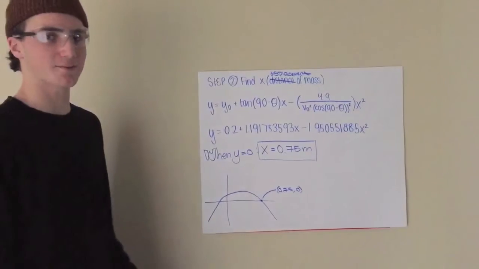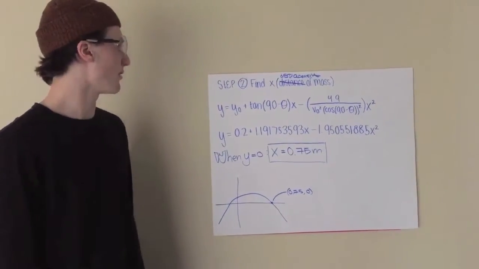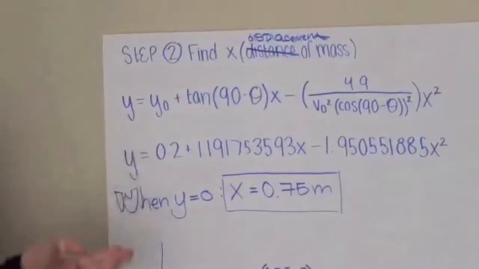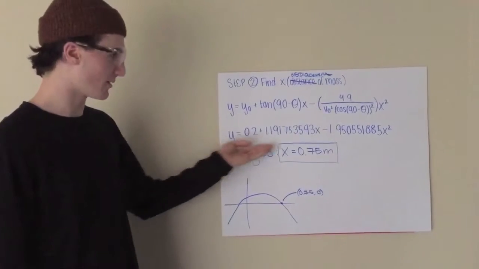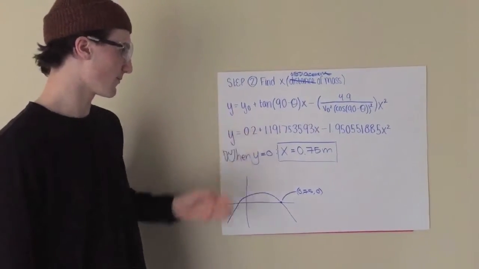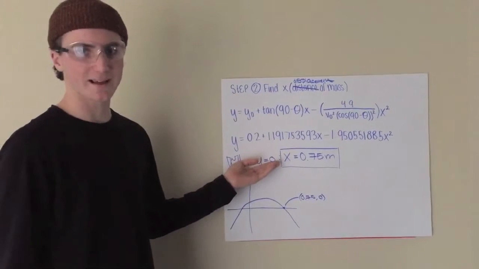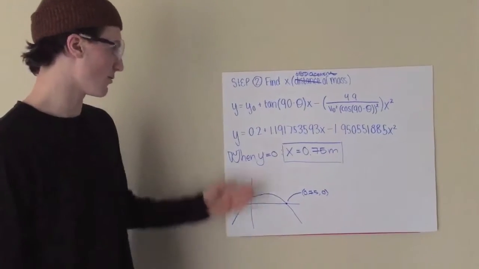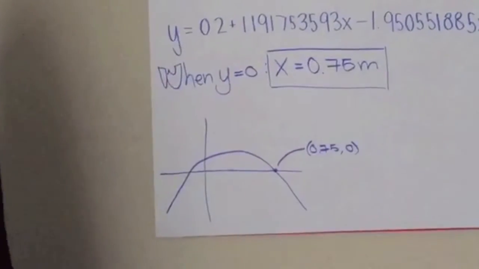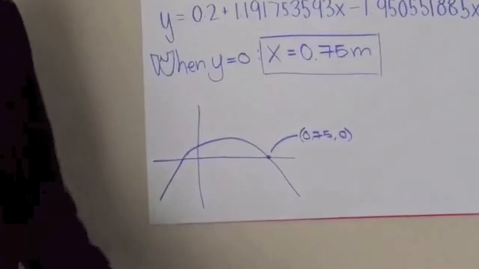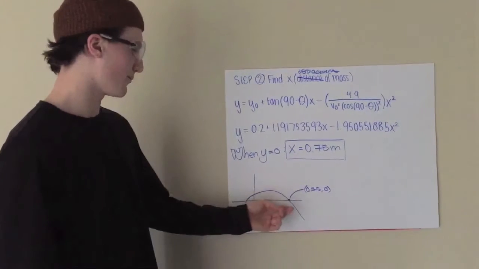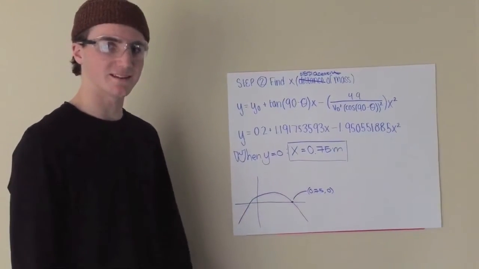Step 2, we need to find x, which is the displacement of the mass. So, for that, we use this equation, where y is equal to 0. When all the variables have been plugged in, this is what it looks like. When you go through that calculation, you'll find that x is equal to 0.75 meters. So, this is actually the equation for a parabola, which can be shown here, because the trajectory of a catapult is a parabola. So, when y is equal to 0, that is the displacement.